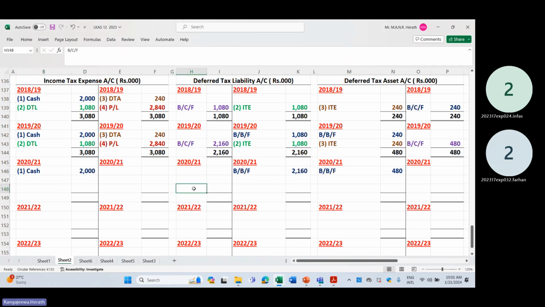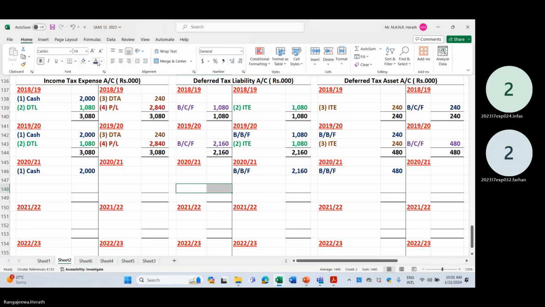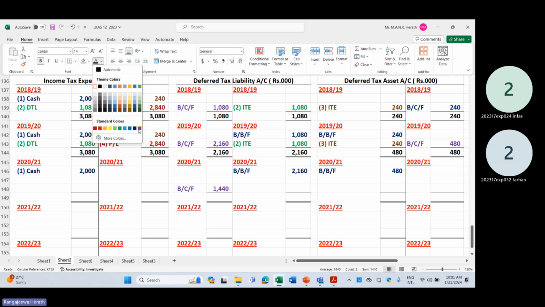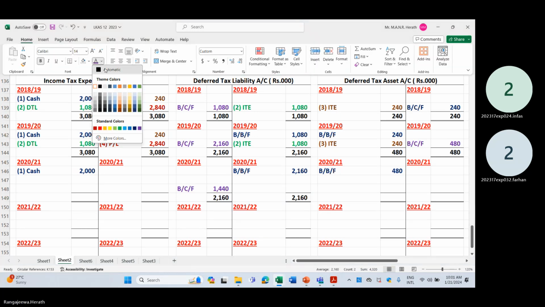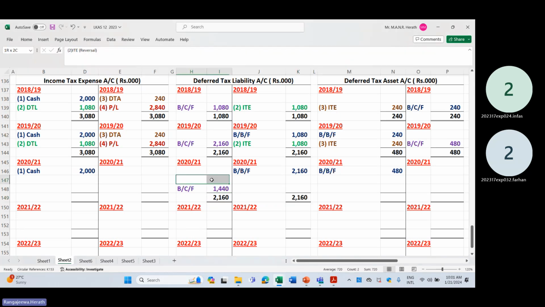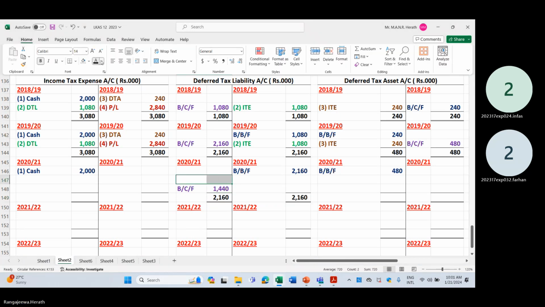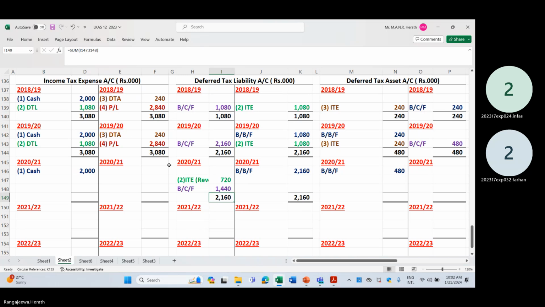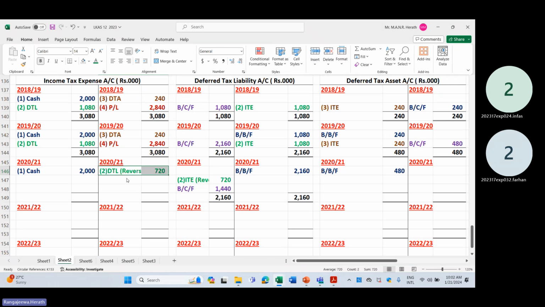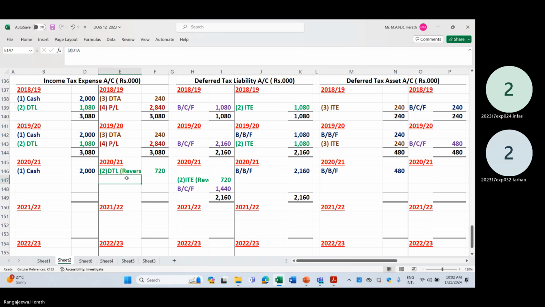Now third year deferred tax liability carried forward balance has reduced to 1440. That means there is a reversal of deferred tax liability by 720. Right, there is a reversal. So we credit tax expense, debit deferred tax liability, reversal.